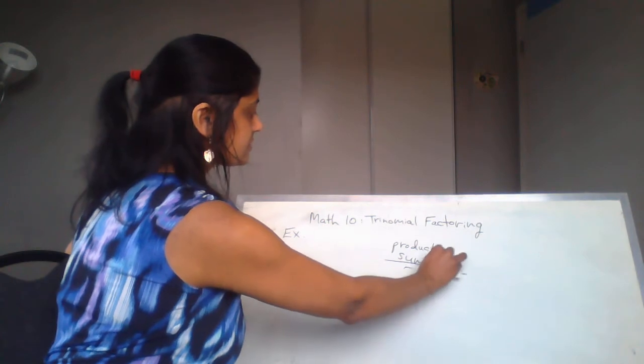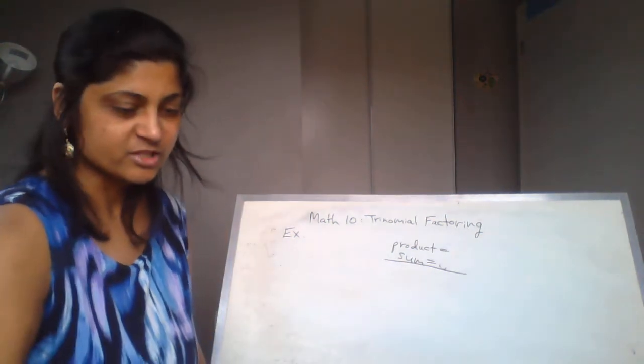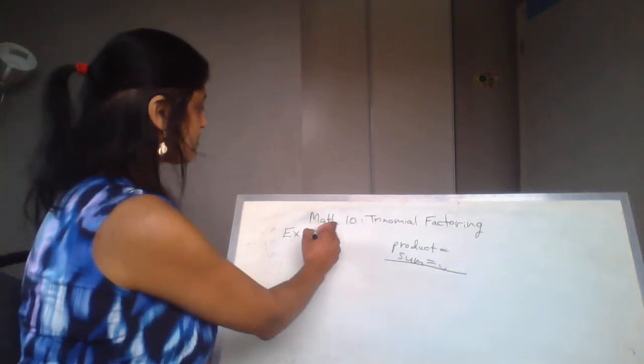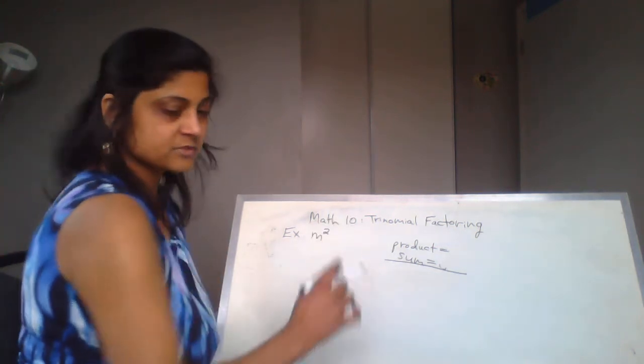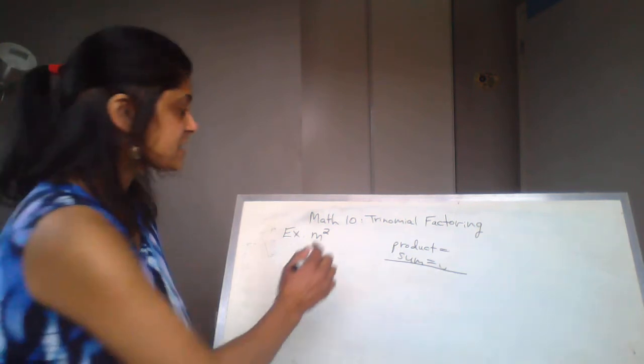Okay, and let's leave the product and sum here. Okay, so let's try this question here. Okay, so let's do m squared. Okay, something that is slightly different. Okay, and you actually have to find factors here. Plus 8m.